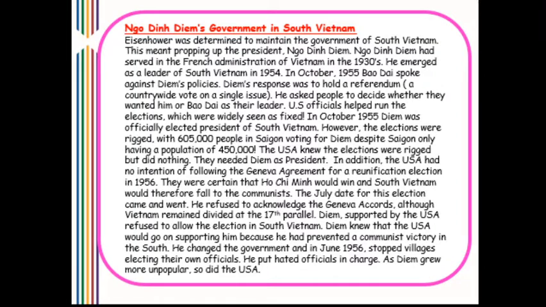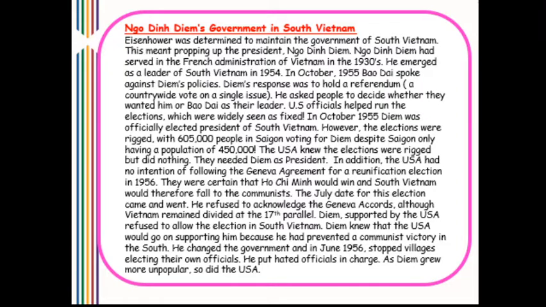US officials helped run the elections, which were widely seen as fixed. In October 1955, Diem was officially elected president of South Vietnam. However, the elections were rigged, with 605,000 people in Saigon voting for Diem, despite Saigon only having a population of 450,000, so it doesn't really add up. The USA knew the elections were rigged, but they did nothing about it. They needed Diem as president.